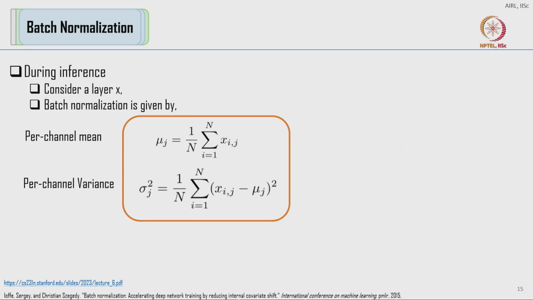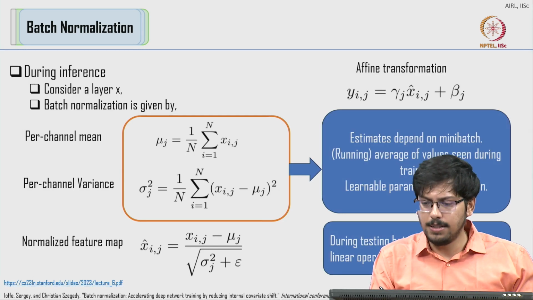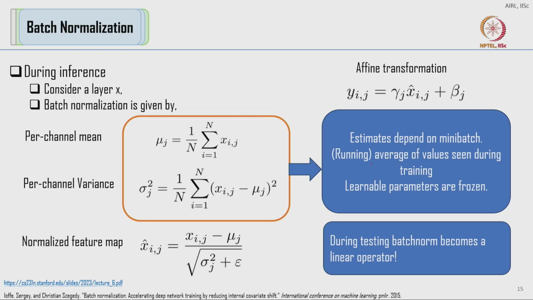Okay. Now during inference, as we saw, the estimates depend upon the mini batch, which is essentially the average of values during training. The learnable parameters are kept frozen, right, and hence this may cause an issue, because once these averages are computed during training, during testing they are just used as they are without any updates, and if there is a drastic change it will cause an issue. During inference, batch norm essentially acts as a linear operator because it has linear terms which are frozen, and these terms are essentially just taken from the train set.